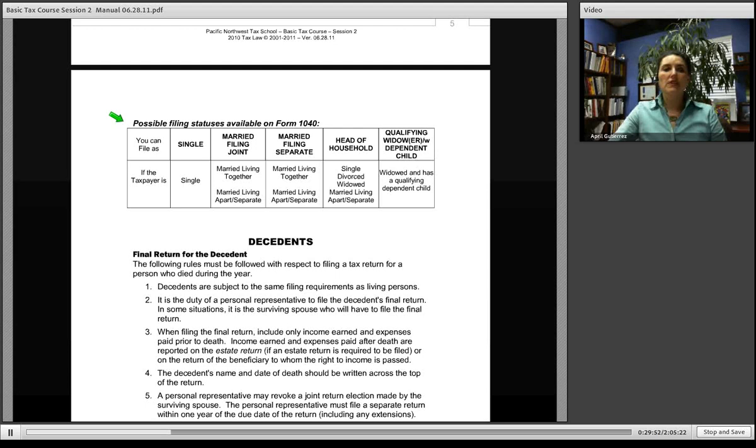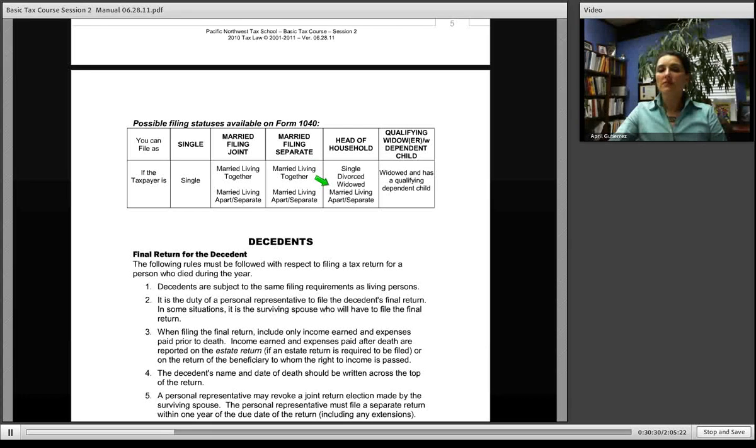So here are the possible filing statuses available on Form 1040. You can file as single if the taxpayer is single. You can file as married filing jointly if the taxpayer is married and living together or married and living apart. Married filing separately, you can use that status if you are married living together or if you are married and living apart. Head of household, you can use that filing status if you are single and you have a qualifying person, if you are divorced and you have a qualifying person, or if you are widowed and have a qualifying person, but only in the year after the year of death.